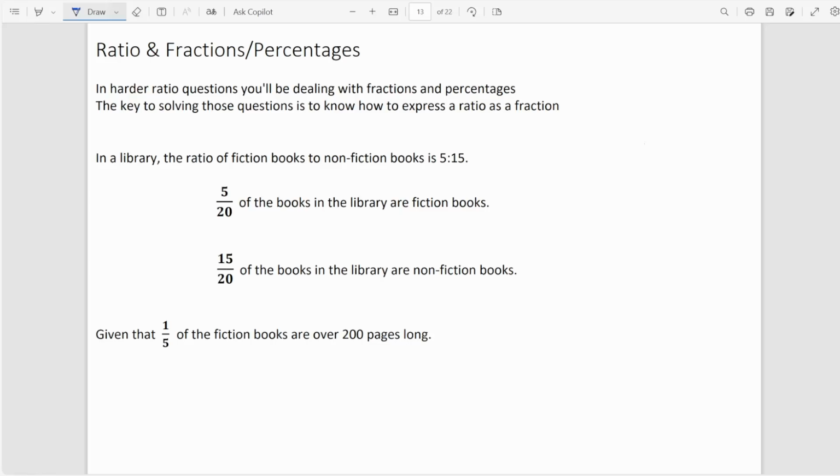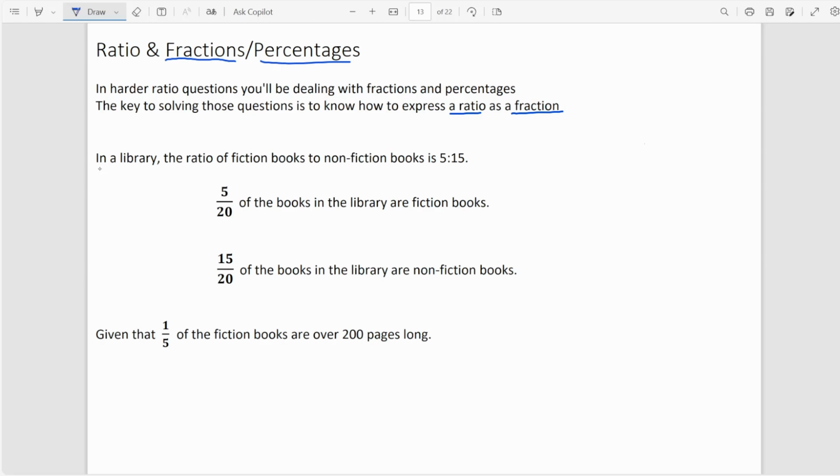In this video, we will be talking about further applications for ratios and more challenging concepts that you might face in harder ratio questions. Now we're going to start with ratio and fractions or percentages. In harder ratio questions, you'll be dealing with fractions and percentages. The key to solving those questions is to know how to express a ratio as a fraction. And we've already explained this in the previous video.